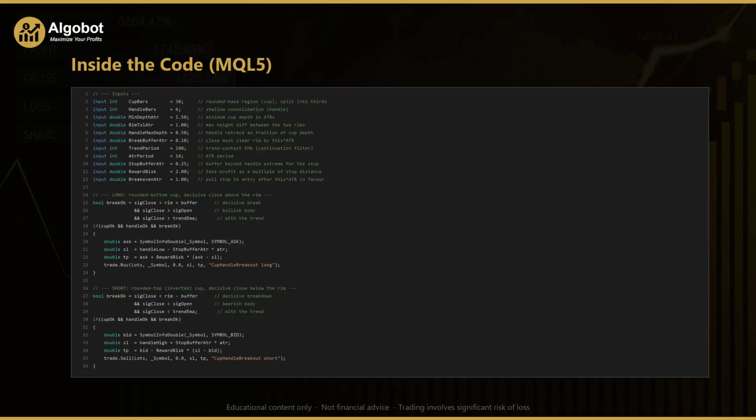When that combines with a valid cup and a valid handle, the code reads the ask price, sets the stop loss just below the handle low minus a stop buffer of ATR, then computes the take profit as the ask plus the reward risk multiple of that stop distance, and calls trade.buy.